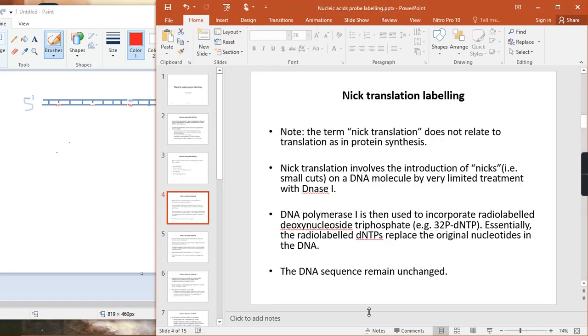So that is what they are saying. And the DNA sequence remains unchanged. It doesn't change. It is what is missing here that the polymerase will bring back. So if here is G, here will be C.